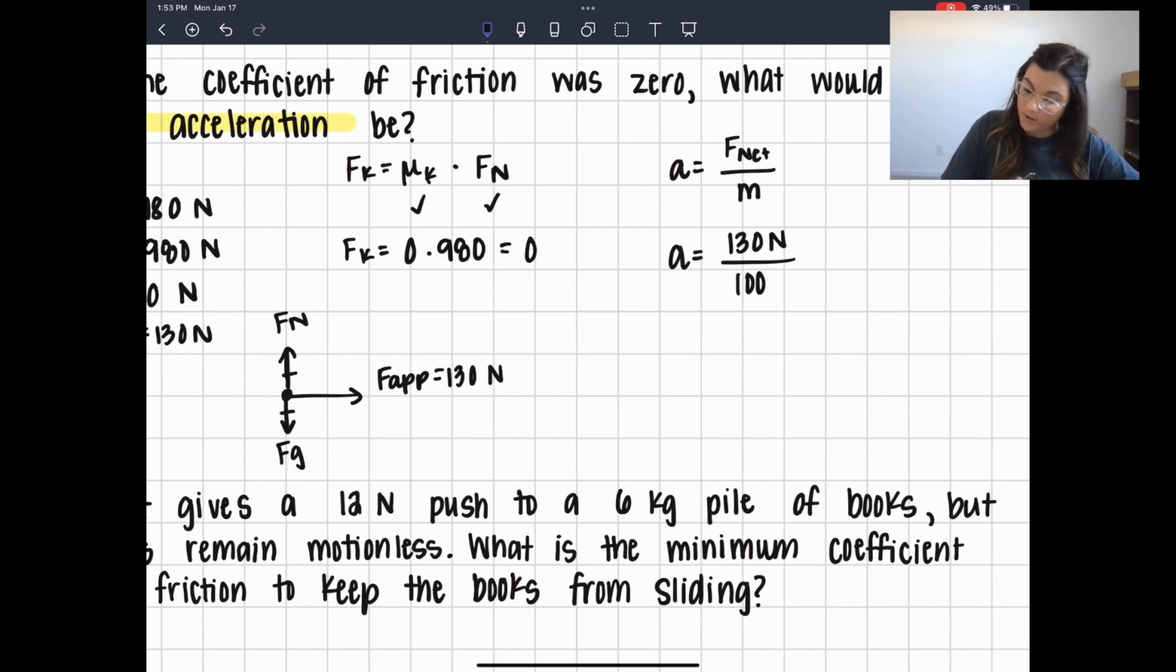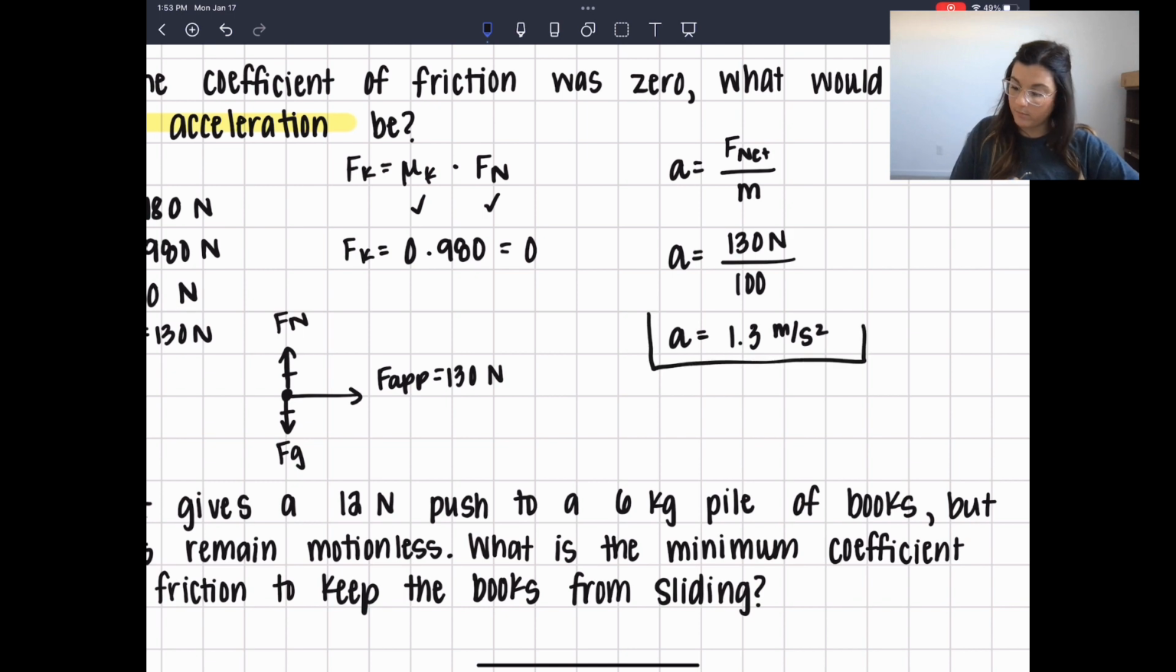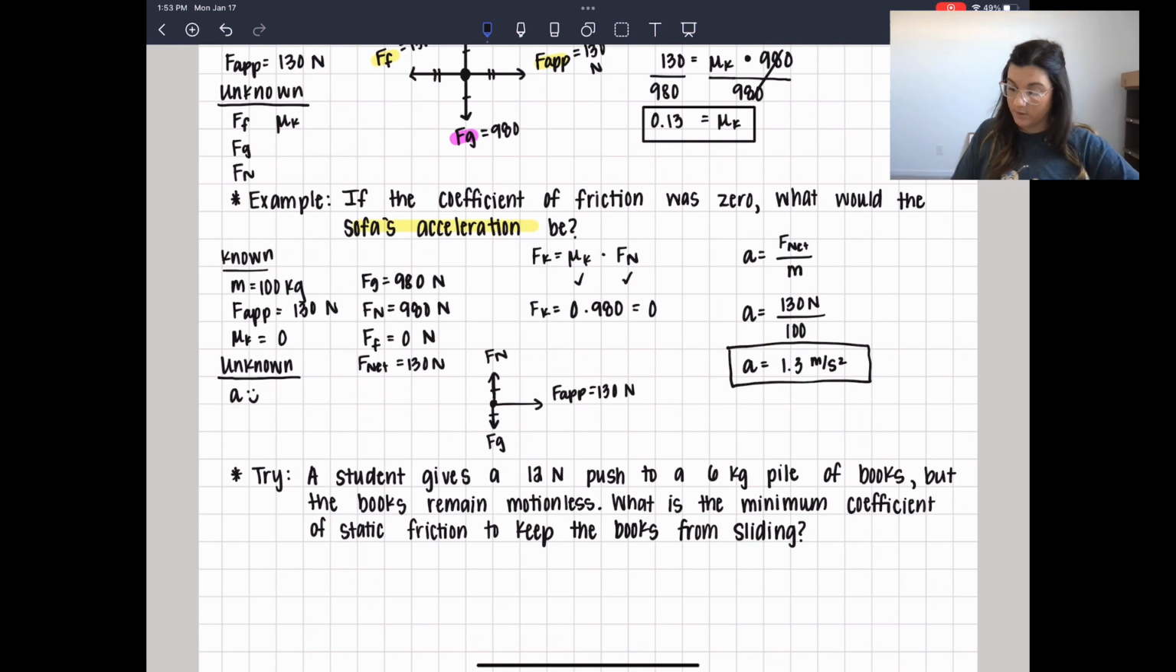Oops, that looks wonky. Let's try again. My acceleration is going to be 1.3 meters per second squared. Perfect. So, that wasn't too bad.